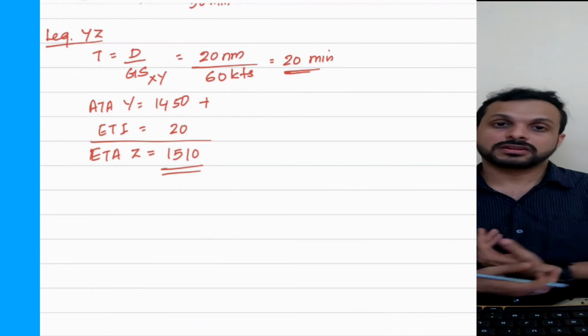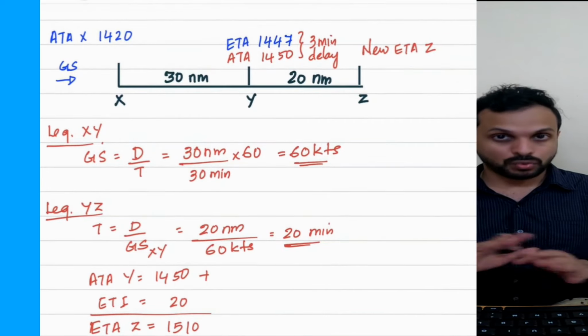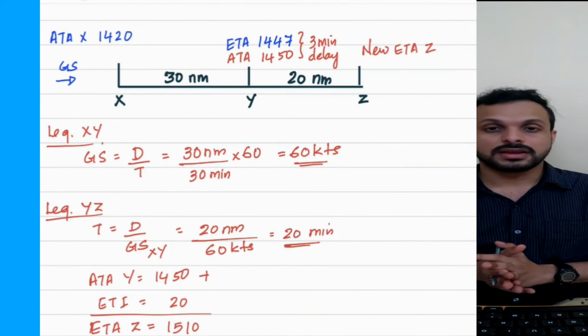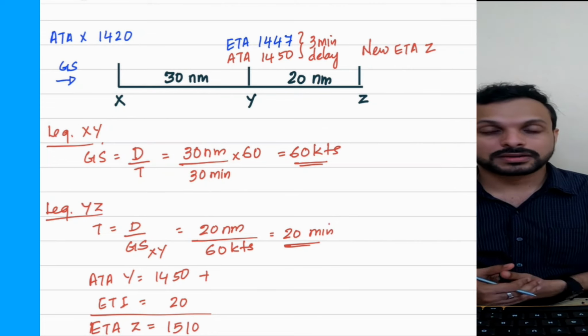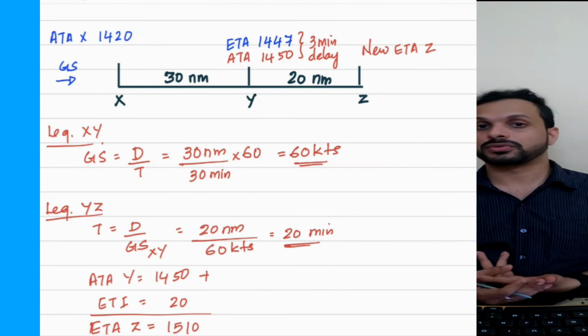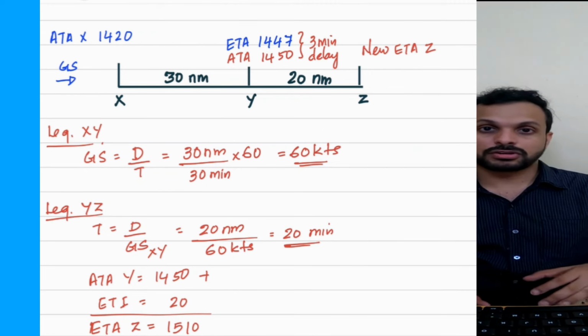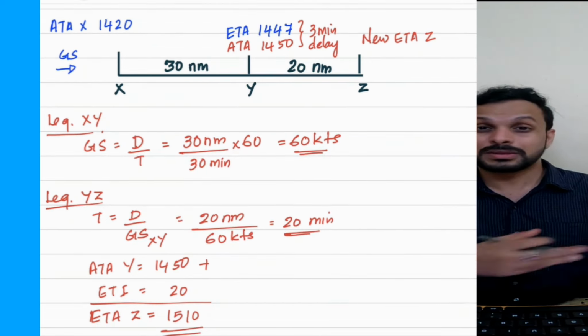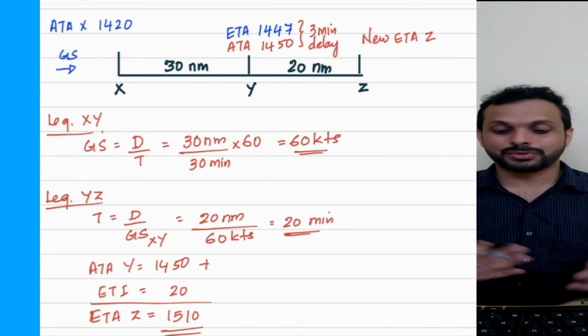You can do this question a different way. You can again assume the ground speed to be 60 knots throughout the journey, find the ETA at Z, and then add the delay of 3 minutes, and that is also going to amount to the same answer. But either way, it's the same. This is why I did this question this particular way, because it reciprocates with the very previous question which we did. So it's in line with that, and this is more practical.